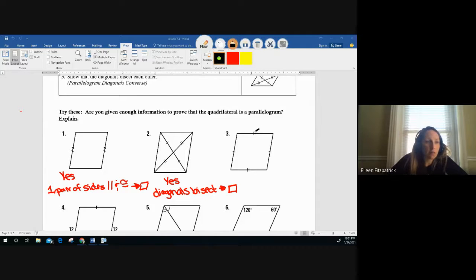And the markings on 3, you can faintly see a second line right there. Okay. What about number 3? That's another yes. Why? Because opposite sides congruent implies parallelogram.